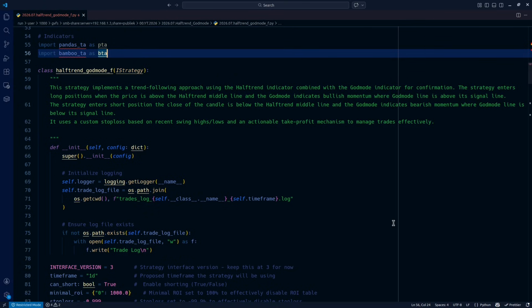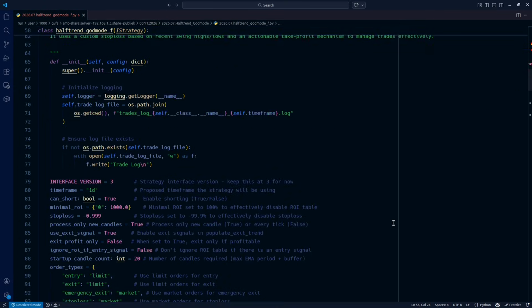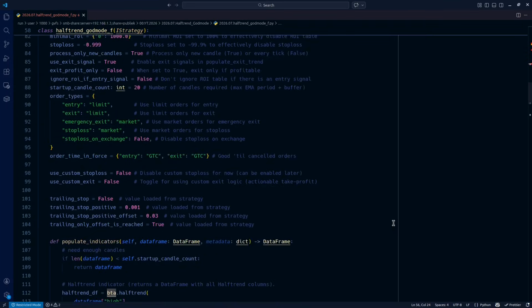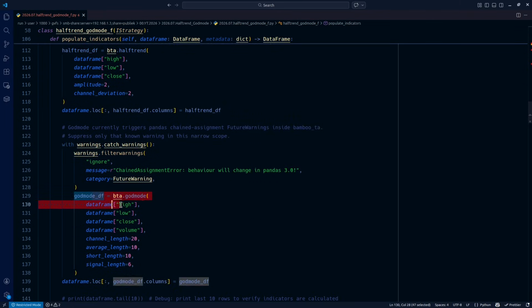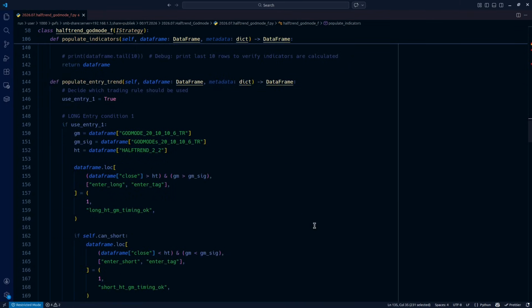So after downloading the Bamboo2A module into the algorithm, I can use its outputs to create the trading rules. Here I call the Halftrend and Godmode indicators in the Populate Indicator section. And in this section I have the entry rules for the strategy.